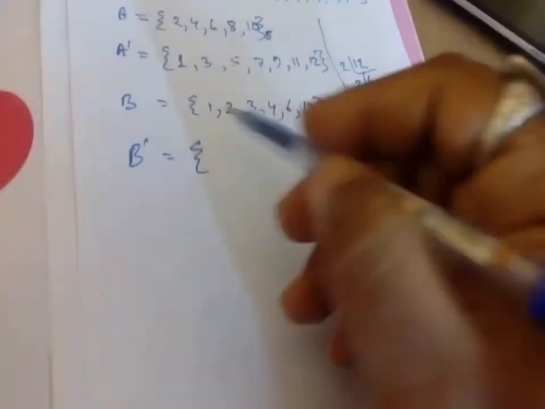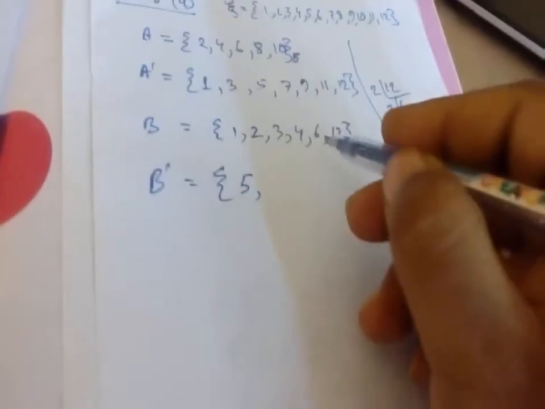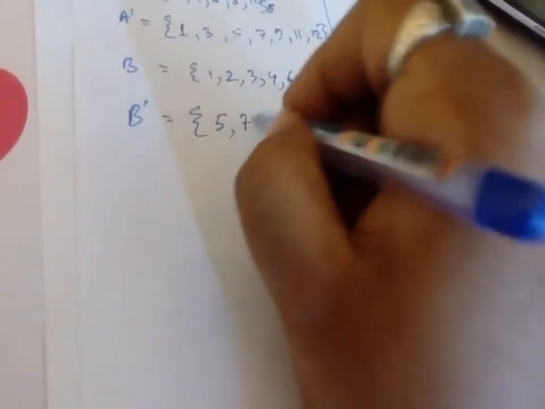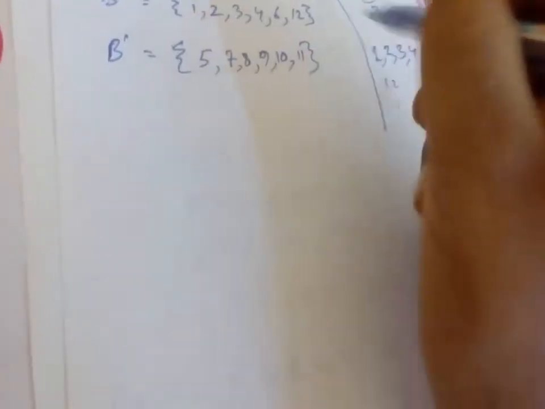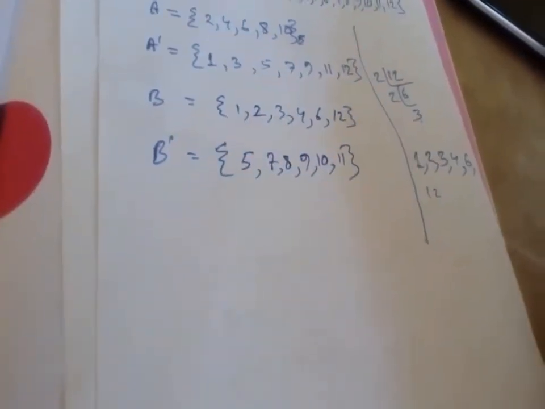This will comprise set B. So complement of set B will be 1, 2, 3, 4 we will omit out, then we will write 5, then 6 we will omit, then write 7, 8, 9, 10, 11 and 12 is already in set B, so we will not write it. So B complement will be like this.